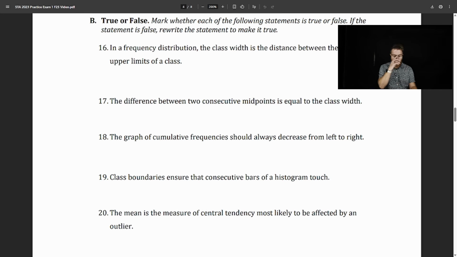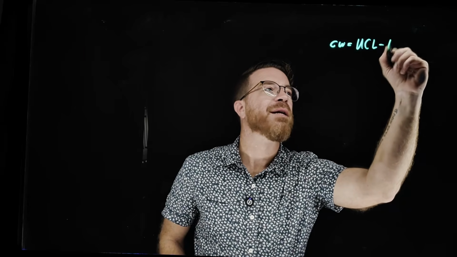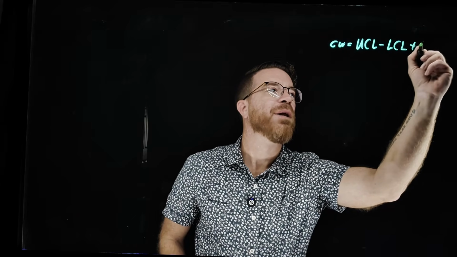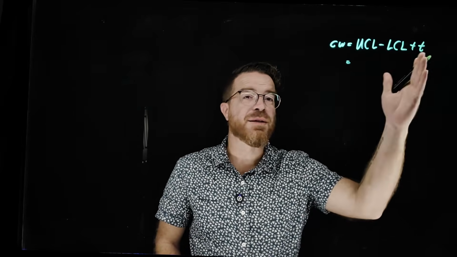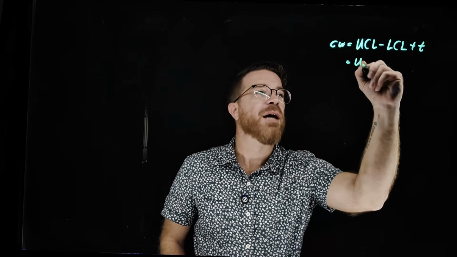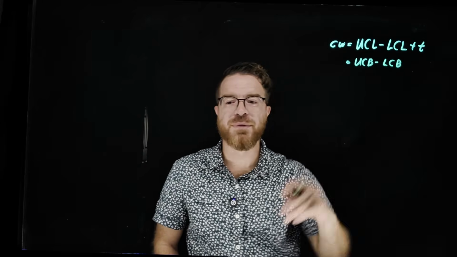So if you remember, if we are using class limits, the way we find class width would be the distance from the upper class limit minus the lower class limit plus the tolerance. So in this case, it would either have to be plus the tolerance, or it would have to be the upper class boundary minus the lower class boundary to make it a true statement.